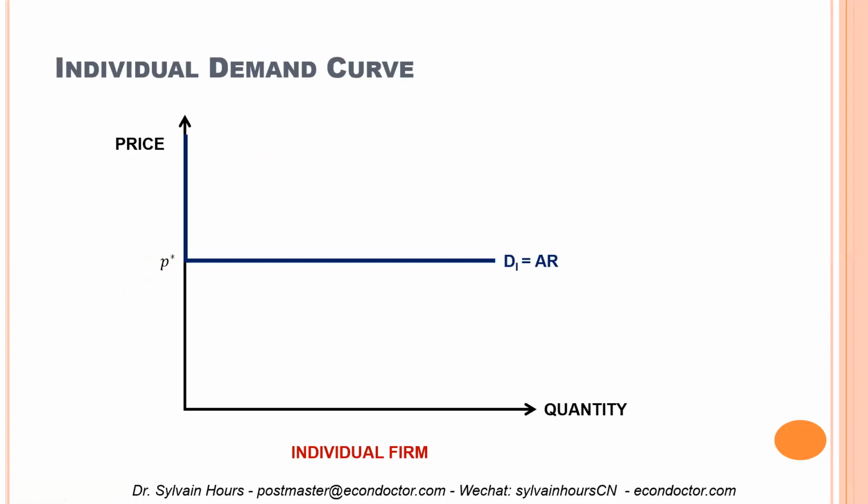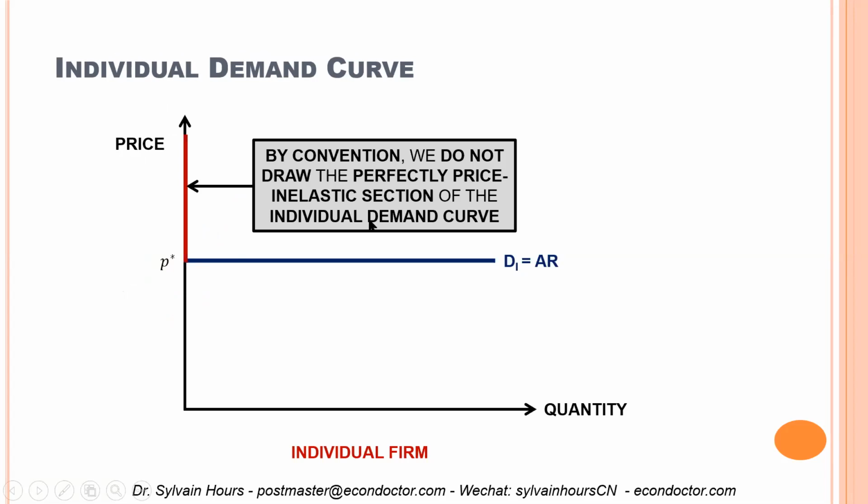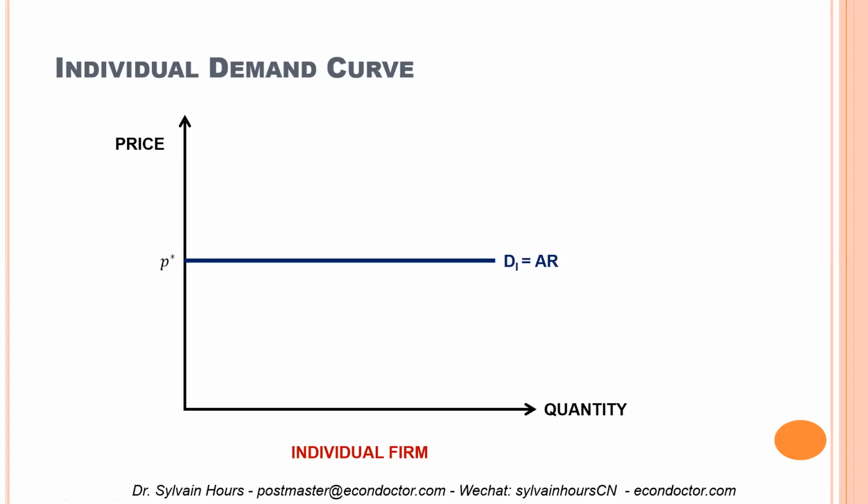So we are left with this. We are left with demand equal to 0 above P star, and the demand is horizontal at P star. And usually by convention, we just don't represent it. Don't ask me why. I think it's a bit misleading, but by convention, we don't represent the perfectly price inelastic section of the individual demand curve. So we are left with this. And this is usually what we have in textbooks, just the horizontal section.